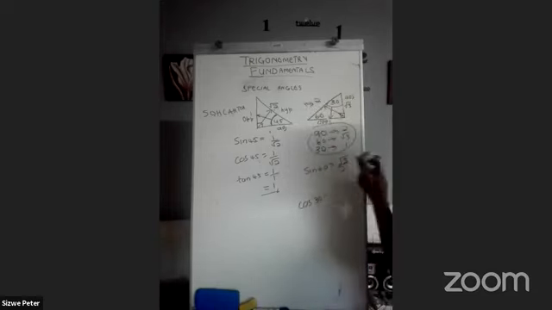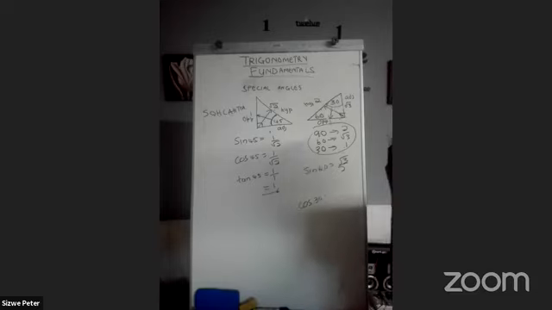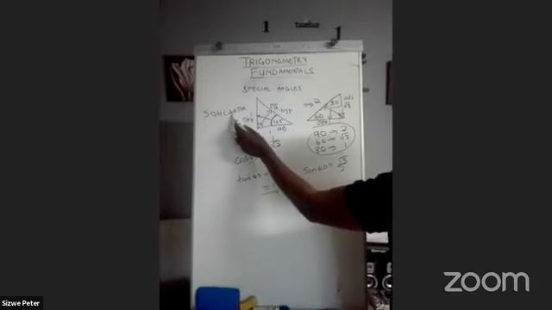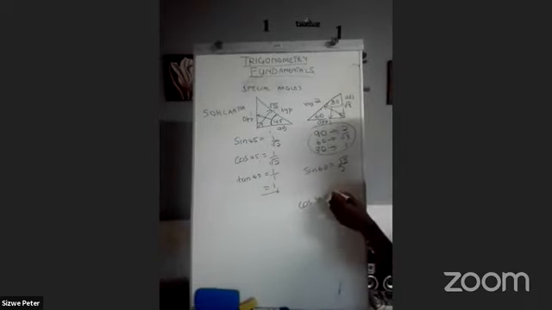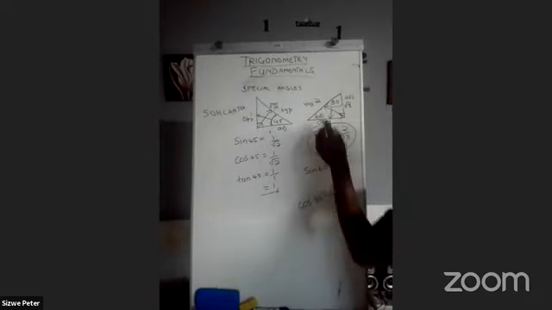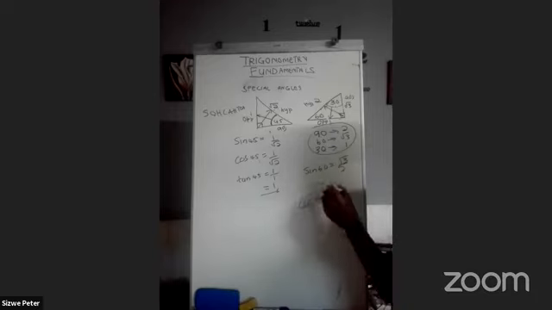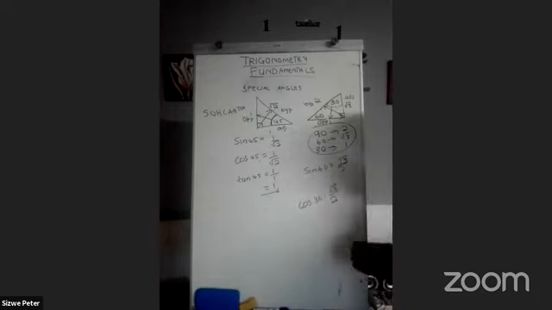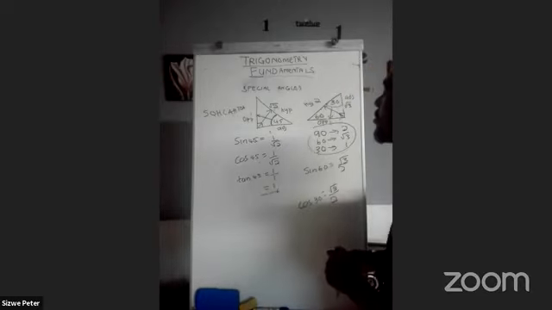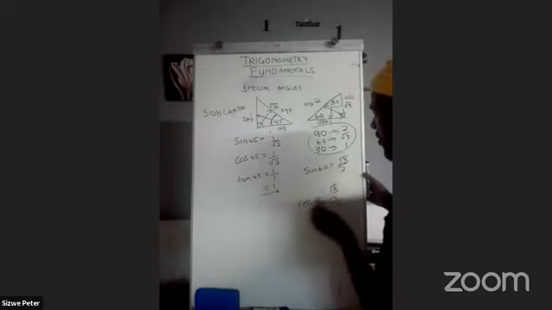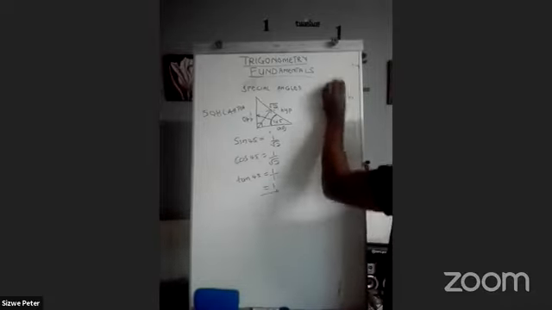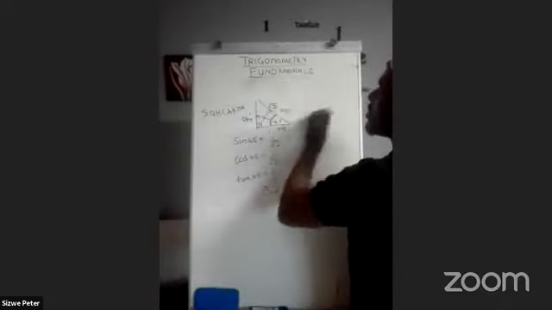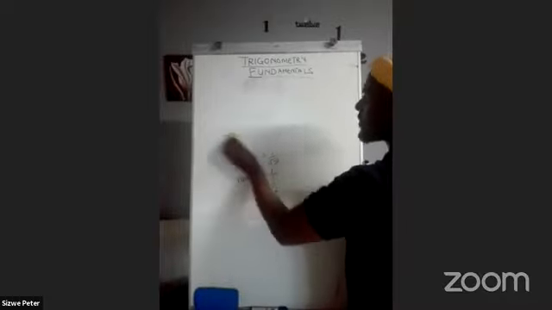So what is cos 30? Cos, according to SOHCAHTOA, it's adjacent over hypotenuse. So our adjacent is square root 3 over hypotenuse, which is 2. You can do cos 60, you can do tan 60. Now, these are the basics.